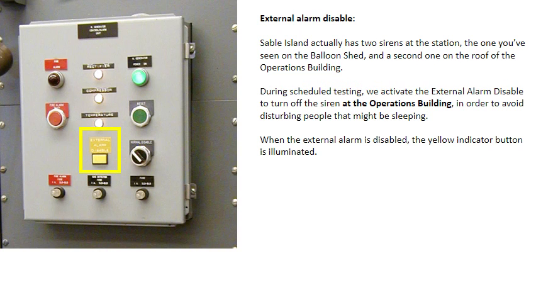External alarm disabled. Sable Island actually has two sirens at this station, the one you've seen on the balloon shed and a second one on the roof of the operations building. During scheduled testing, we activate the external alarm disabled to turn off the siren at the operations building only, in order to avoid disturbing people that might be sleeping. When the external alarm is disabled, the yellow indicator button is illuminated.